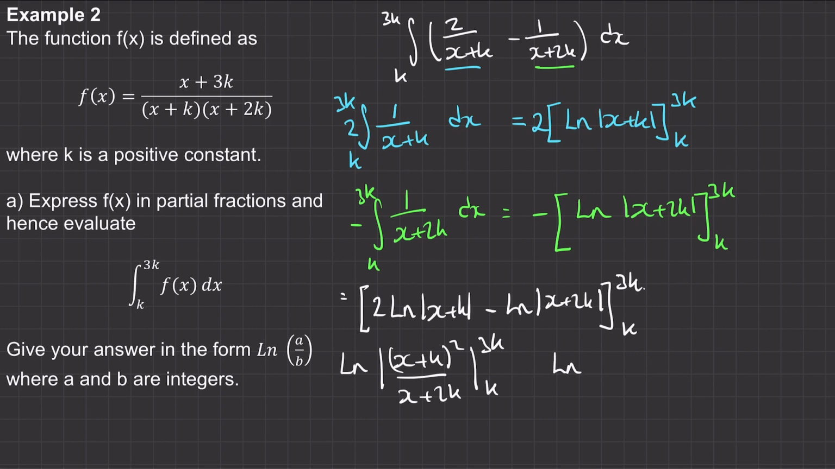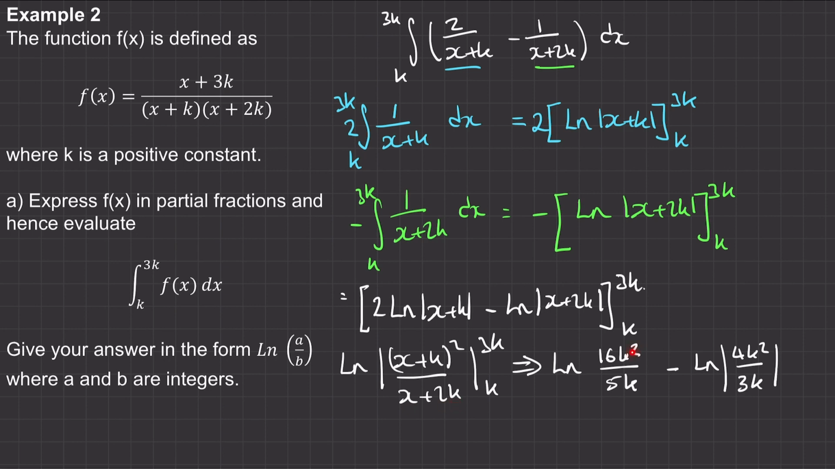So we've got the natural log of 3k plus the k is 4k. Squaring this is 16k squared over 3k plus 2k is 5k, minus the natural log of now k plus k, which is 2k. 2k squared is 4k squared over 3k.